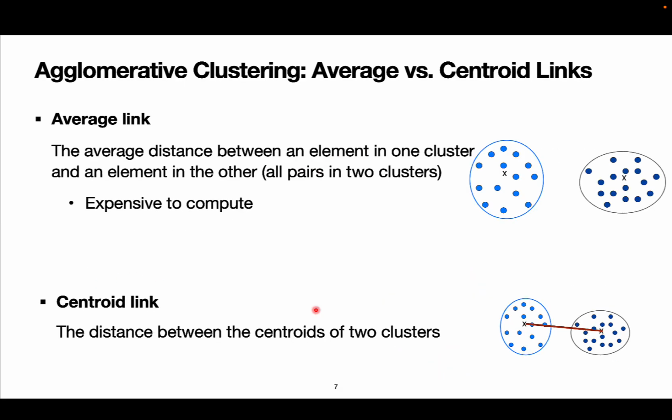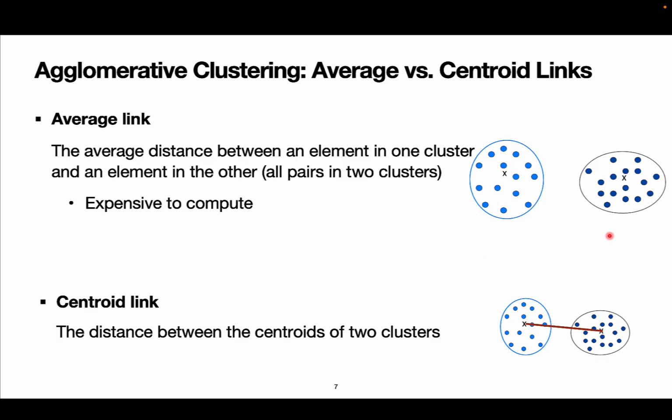Next is the average link. The distance is defined as the average distance between every pair of points, one from each cluster. So we compute all pairwise distances between these two clusters and then take the average. This seems a compromise between the single link, which uses the minimum, and the complete link, which uses the maximum. However, it's expensive to compute. Let's say we have N1 points in cluster 1, N2 points in cluster 2, so we need to do N1 by N2 distance computations.